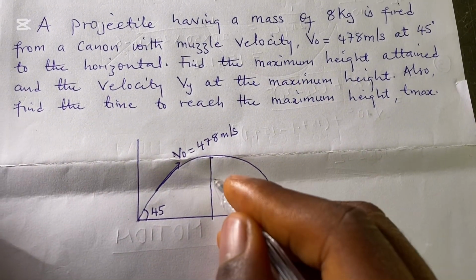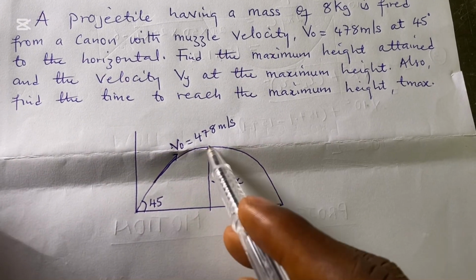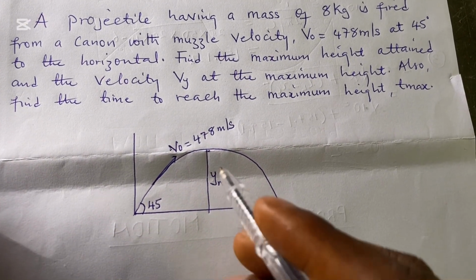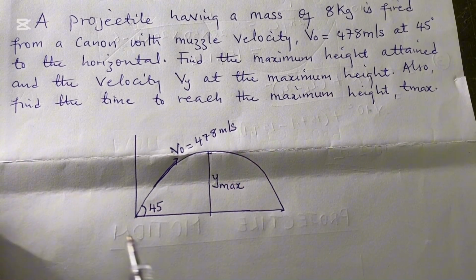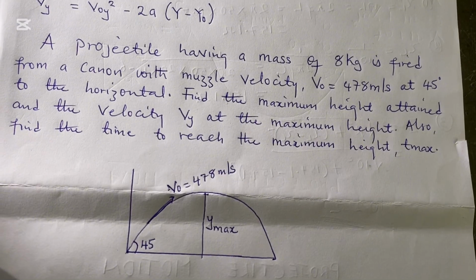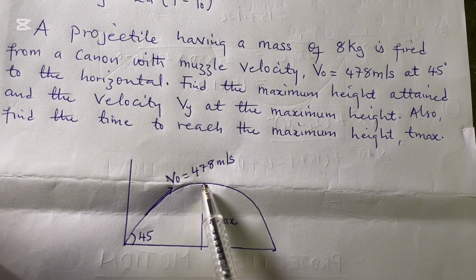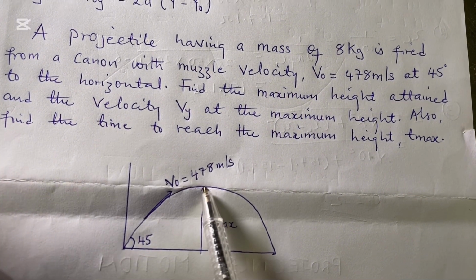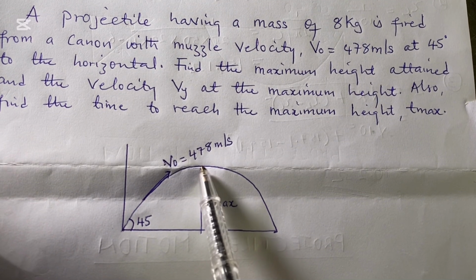So you can call it y max, because this is in the y direction. So you call it the maximum height the projectile attained. And which other thing are we asked to find? We are also asked to find the velocity at this maximum height and the time to reach this maximum height. So everything is just on this maximum height. So what is the first thing we do?